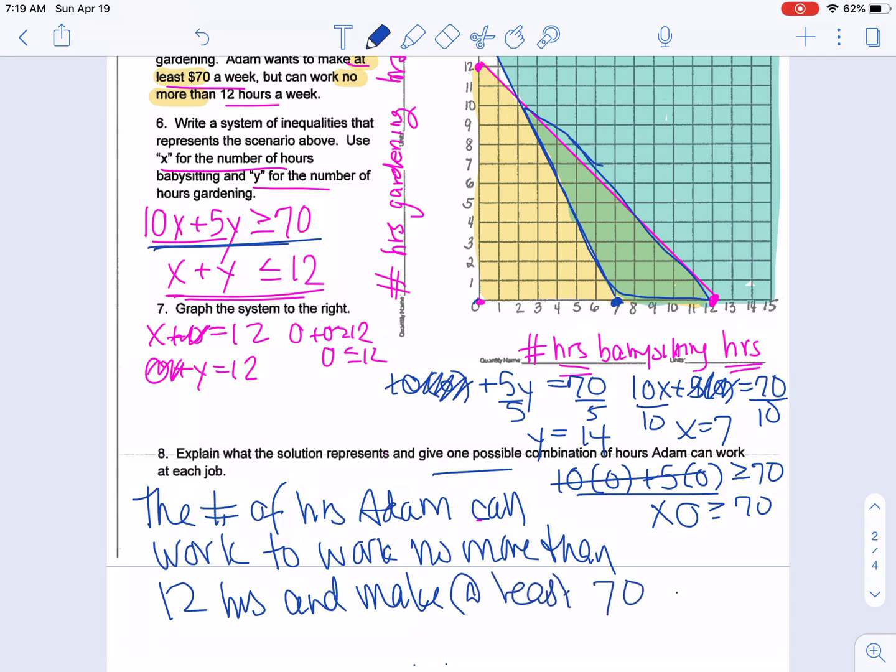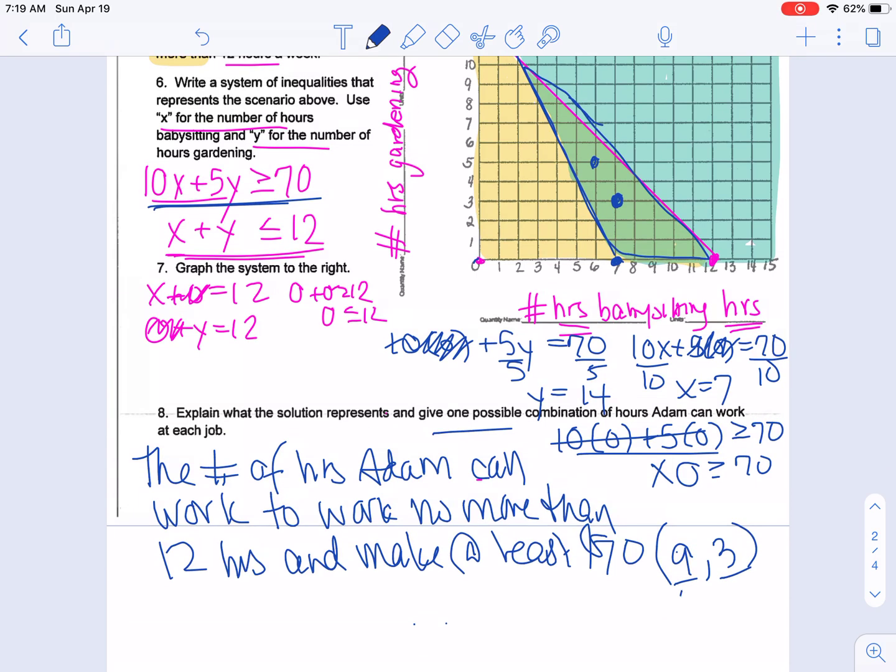So you can pick any combination of hours in that shaded region. So 9, 3, right? 9 hours babysitting, 3 hours gardening. 6 and 5. 9 and 1. Okay, any of those work.